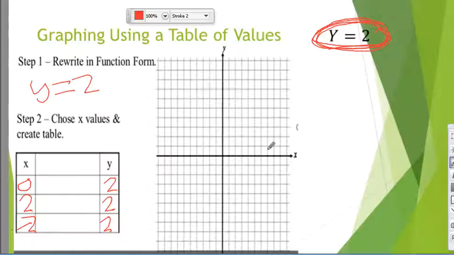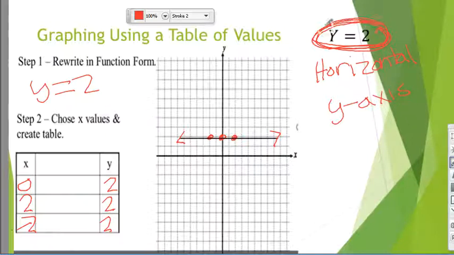So let's go ahead and see what that looks like on our graph. So 0, 2, that would be right here. 2, 2, that would be right here. And negative 2, 2, that would be right here. So if we draw the graph of our line, we can see that our line is a horizontal line crossing through only the y-axis. And whenever you have an equation that just has a y in it, that equation is always going to be a horizontal line, always. And it will cross through the y-axis only.